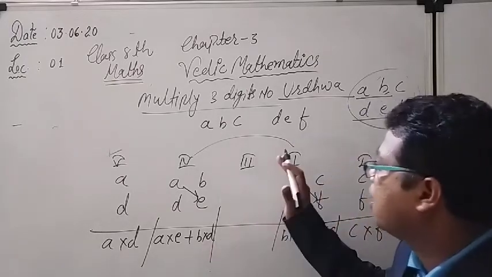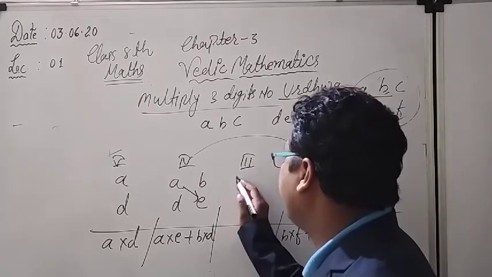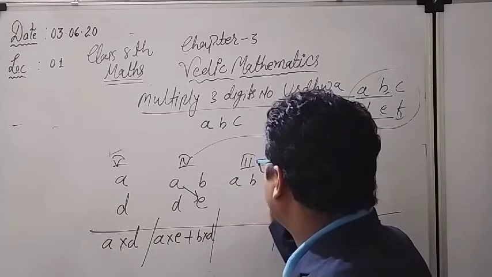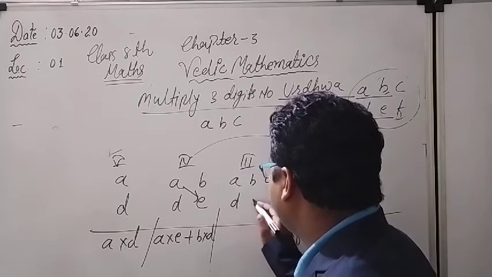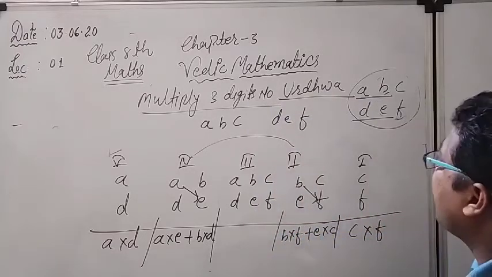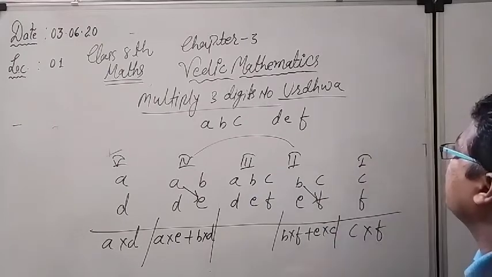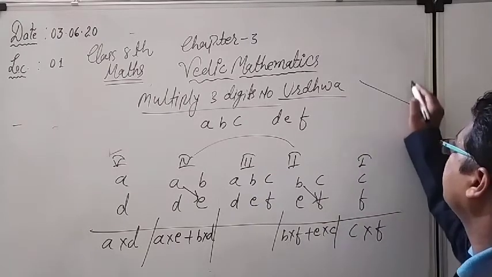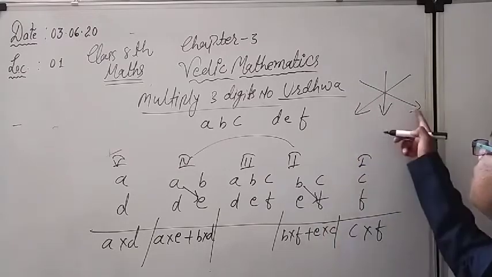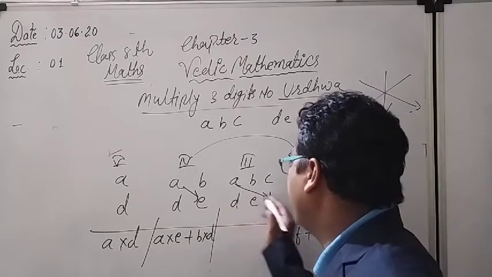See, only the third group is remaining. For that I have to consider all the 3 digits like A, B, C and D, E, F. Concentrate more and more here. And one particular sign I have to remember. And what is that particular sign? Only for the middle group, this and this. There are 3 things. This and this. Again, cross multiply of A and F.